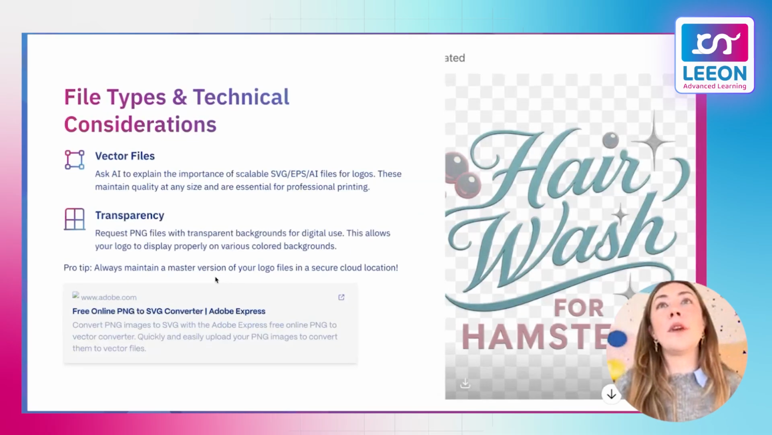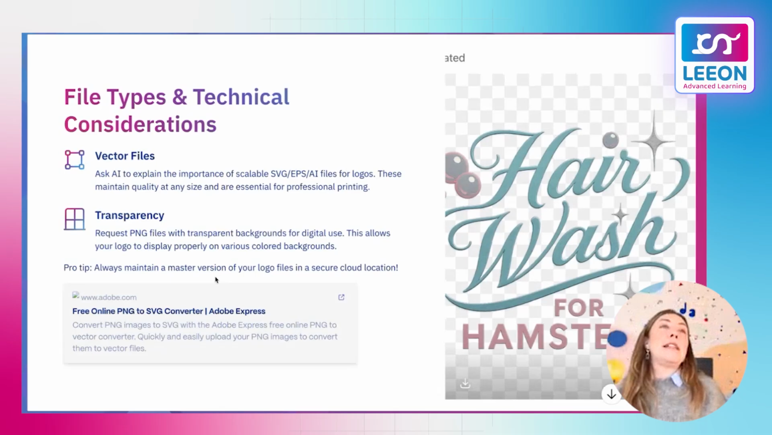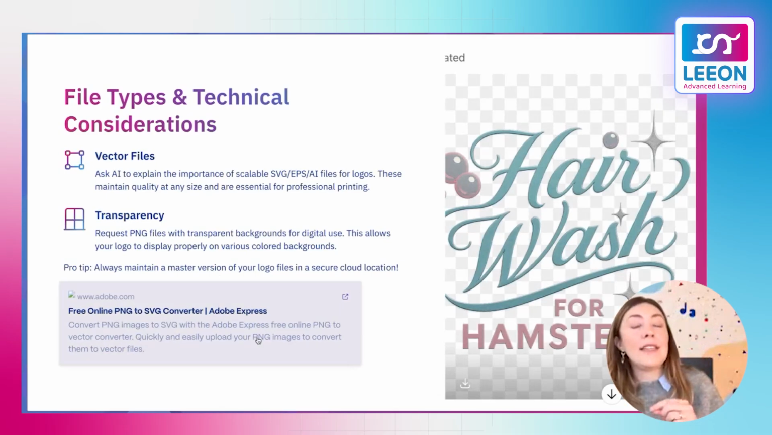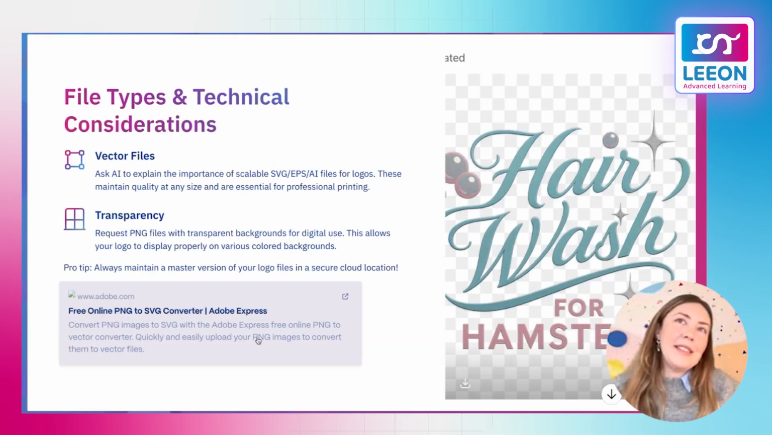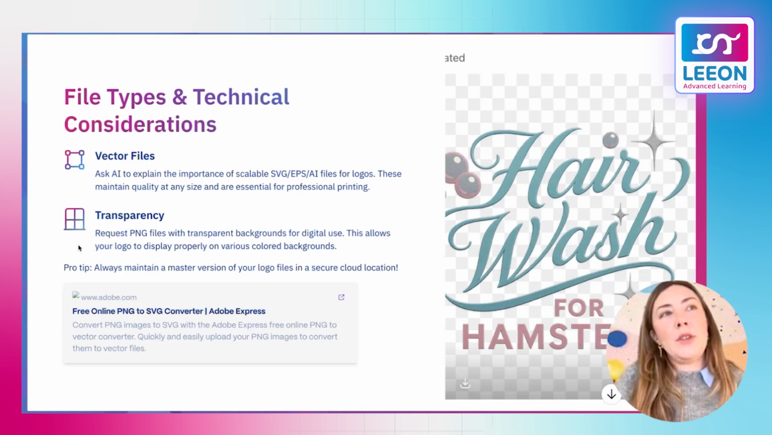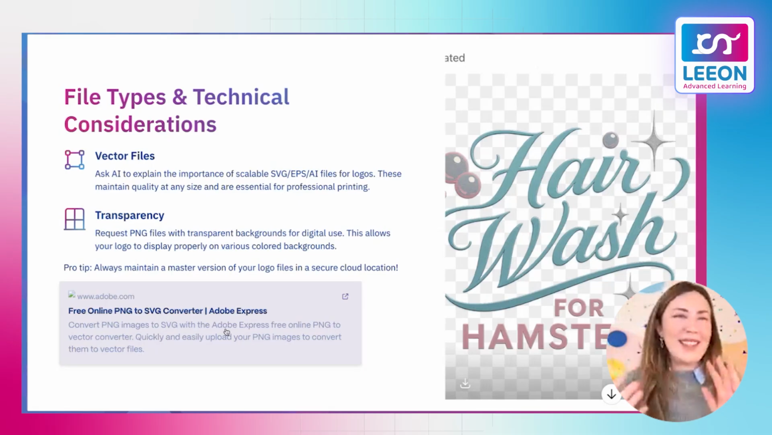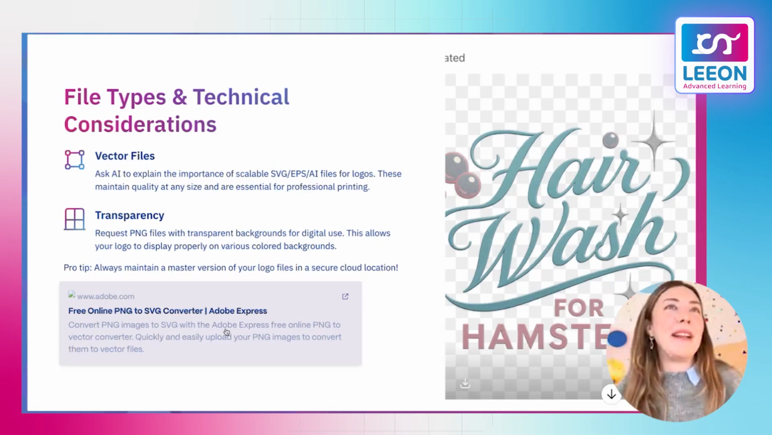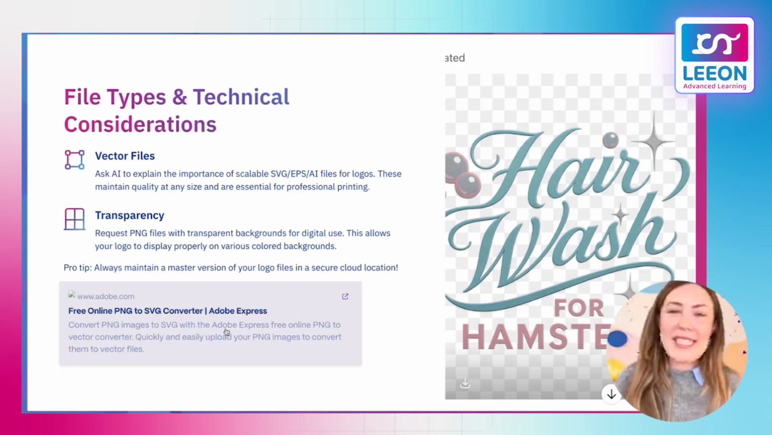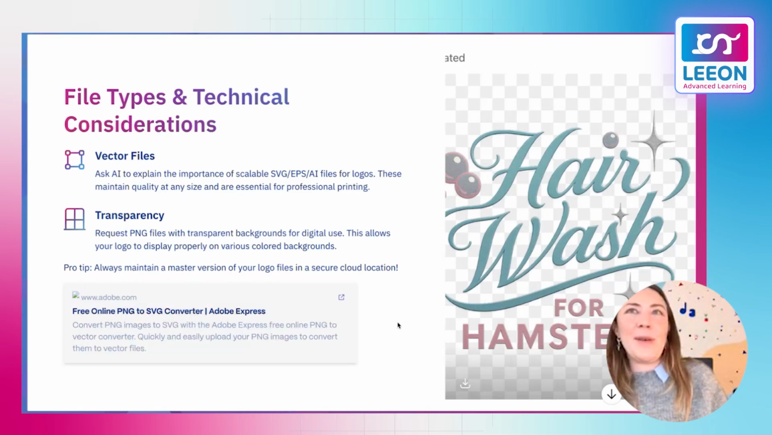If you want to go a step further and make it into something like a vector file, an SVG file that you can size up and size down, depending on the complexity, like how detailed the logo is, you can use the free PNG to SVG converter in Adobe Express. This is free to use, but if it gets really complicated, it doesn't really work. But I'm hoping it will get better and better over time. But that's just a quick tip in case you want to start getting into it straight away.